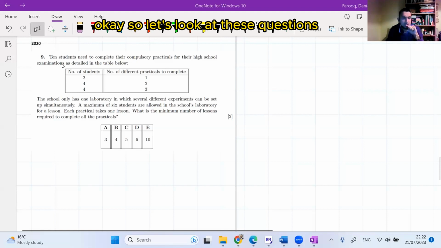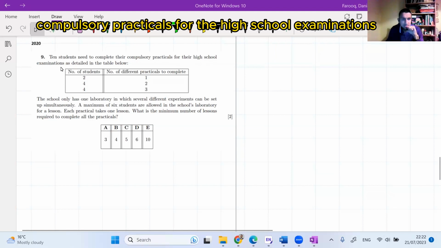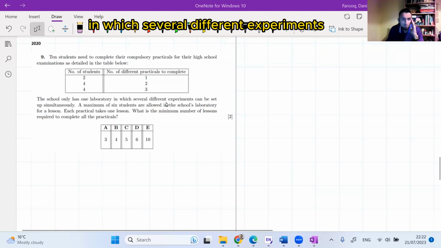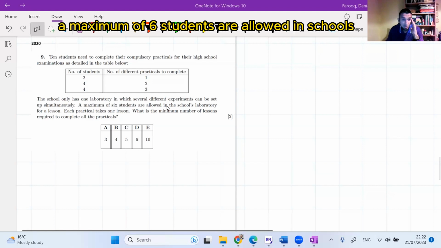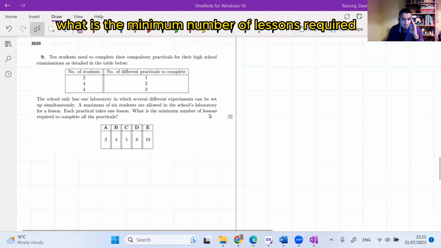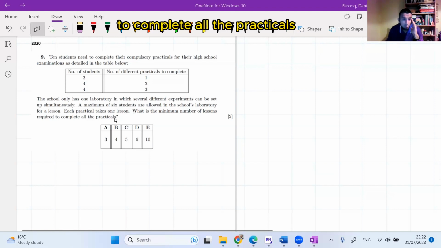Okay, so let's look at these questions. 10 students need to complete their compulsory practicals for their high school examinations as detailed in the table below. The school only has one laboratory in which several different experiments can be set up simultaneously. A maximum of 6 students are allowed in the school's laboratory per lesson. Each practical takes 1 lesson. What is the minimum number of lessons required to complete all the practicals?